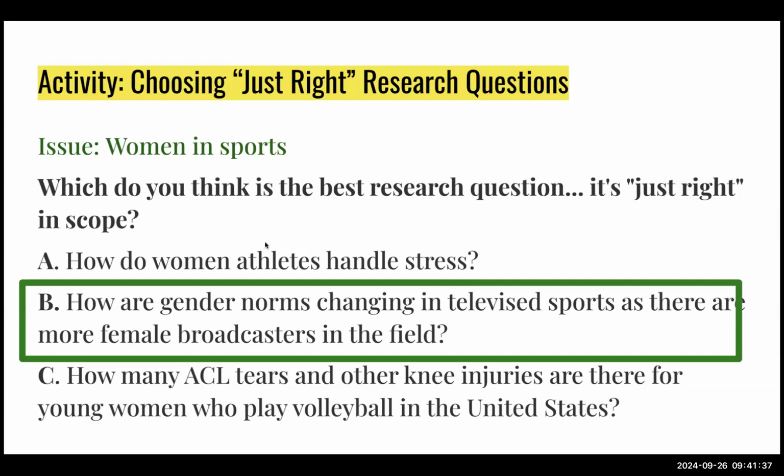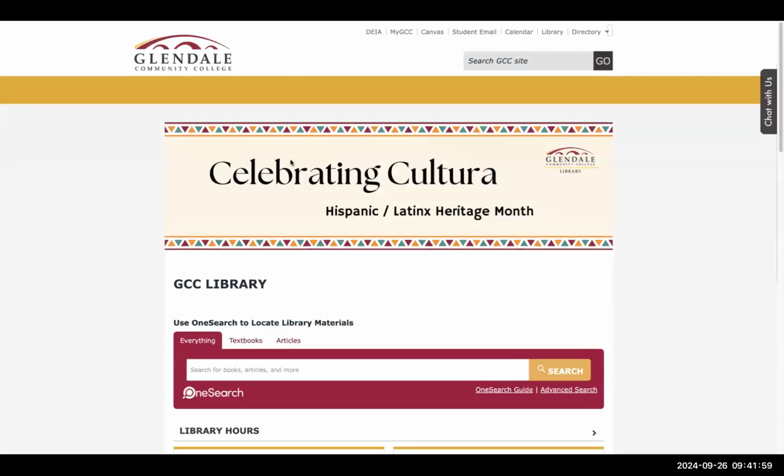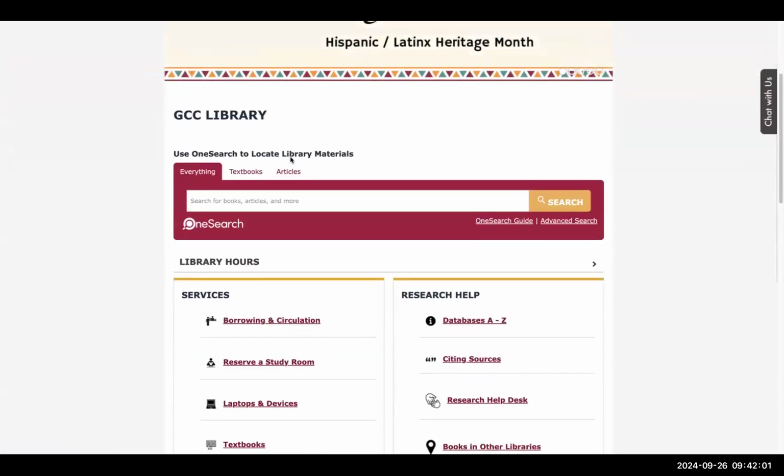So A is a good question, but again, we're still a little broad in terms of which athletes and what types of stress. So the how of it is helpful, but it's still too broad. Let's do some searching in the library because I think Google used to show you your results and now it doesn't, which is annoying.